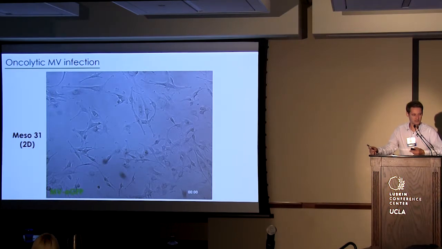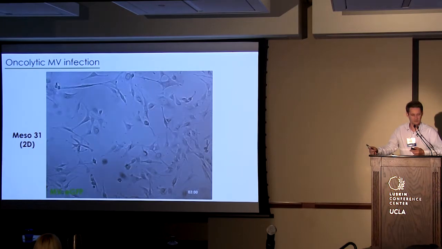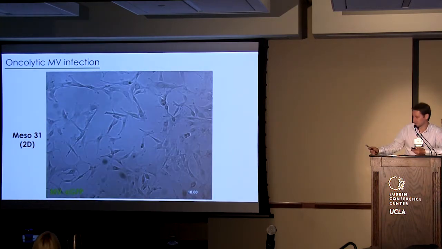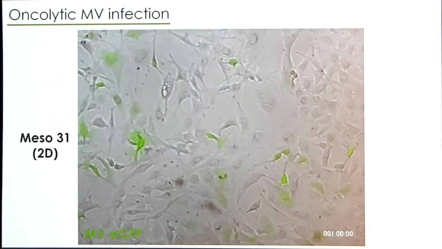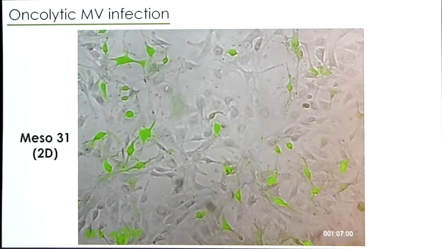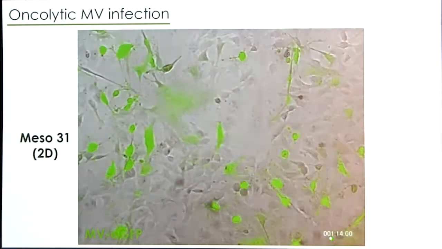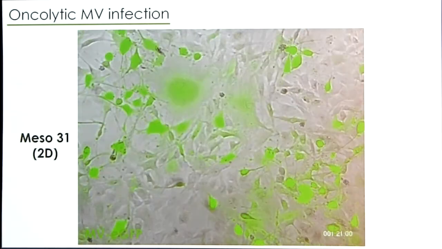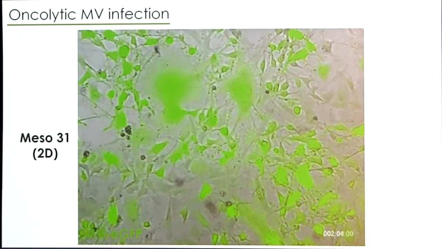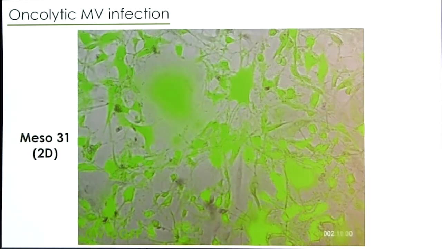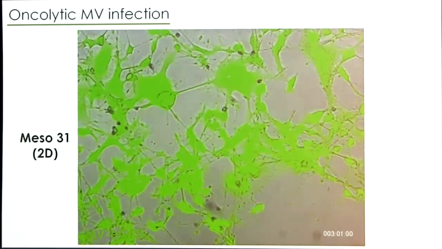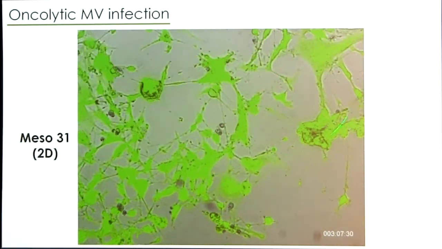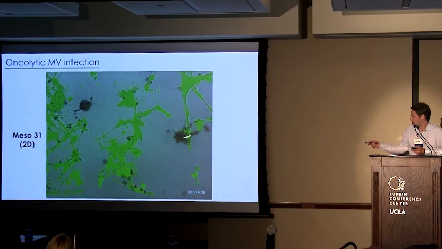So this is just an example of how it works. This is a video of mesothelioma cells that were derived from a patient, in a 2D culture system with a virus encoding a green fluorescent protein. You can see with the timeline here in days, hours, and minutes that the virus spreads pretty quickly and forms these syncytia that are fused infected cells. And ultimately, after 48 to 72 hours, all the cells will be killed by the virus. You can see here the lysis of the cells.